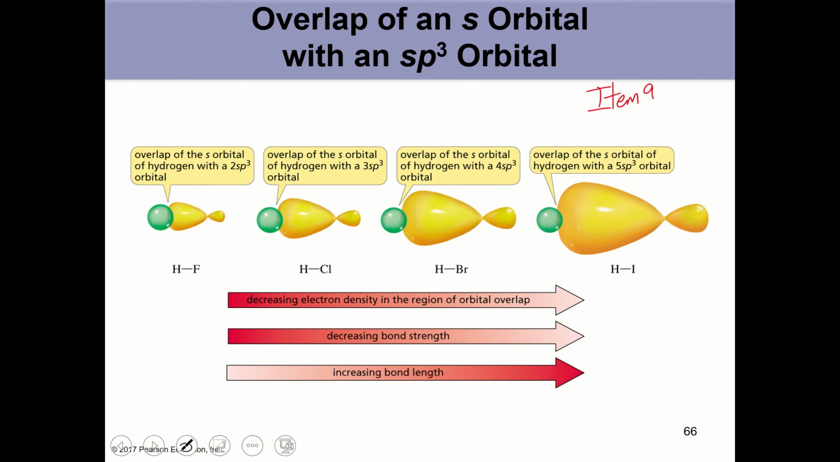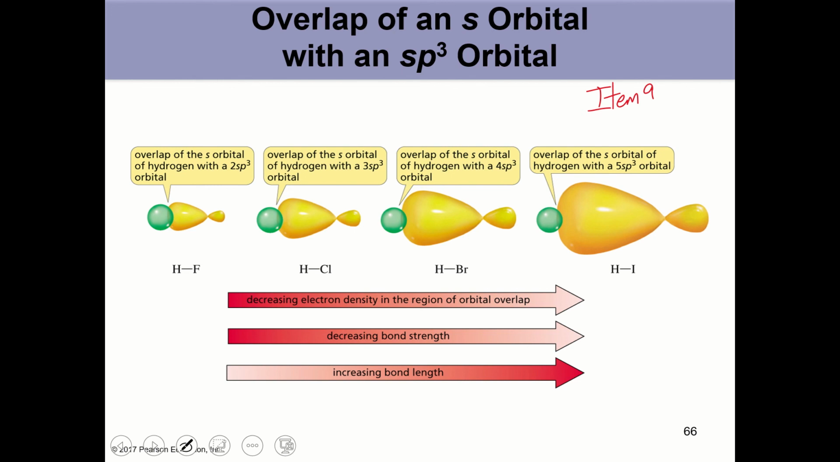The overlap of an s orbital with an sp3 orbital for hydrogen versus the sp3 orbital of fluorine, chlorine, bromine, and iodine is going to be different. The more similar the orbitals are in size, the greater the region of overlap. As one orbital becomes excessively bigger than the other, the region of overlap becomes smaller and the bond becomes weaker.